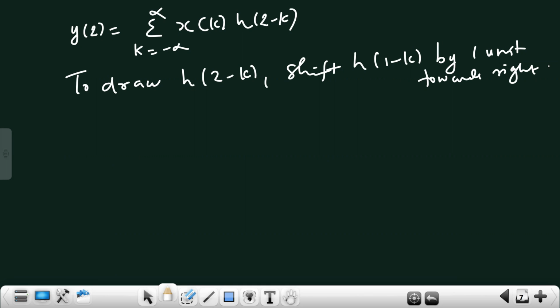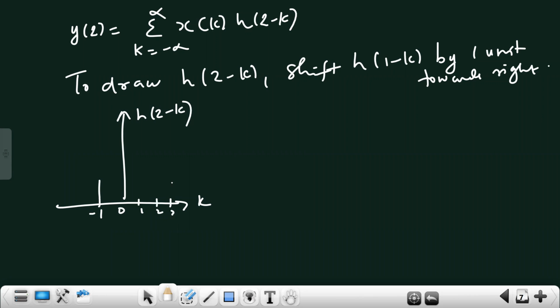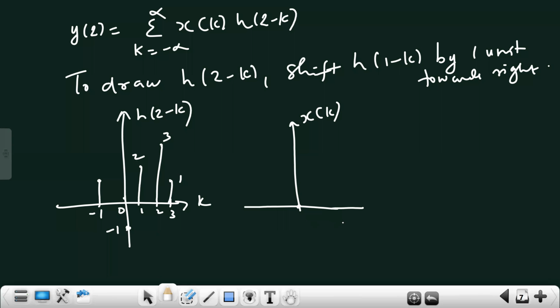Clear? So that's how the graph will look when you plot h of 2 minus k. You will be starting from -1 and ending at 1, 3. I hope this is correct. H of 2 minus k. And again you will redraw x of k. X of k is simply starting from 0 and ending at 2, having the amplitude 1.